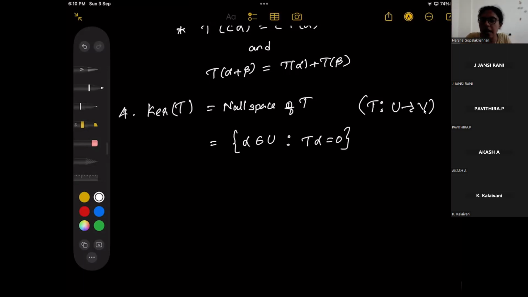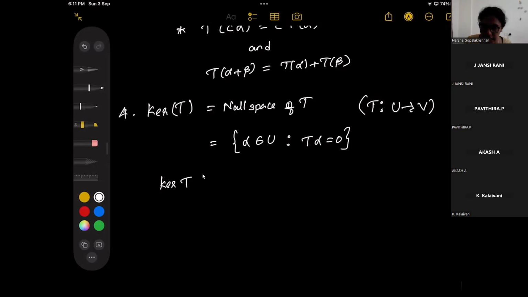So what are all the elements from U go into V that constitute the null space? Okay. Is this clear? What is null space or kernel of T? And this kernel of T, T is mapped from U to V, and the kernel of T is the set of all elements from U which maps to 0.